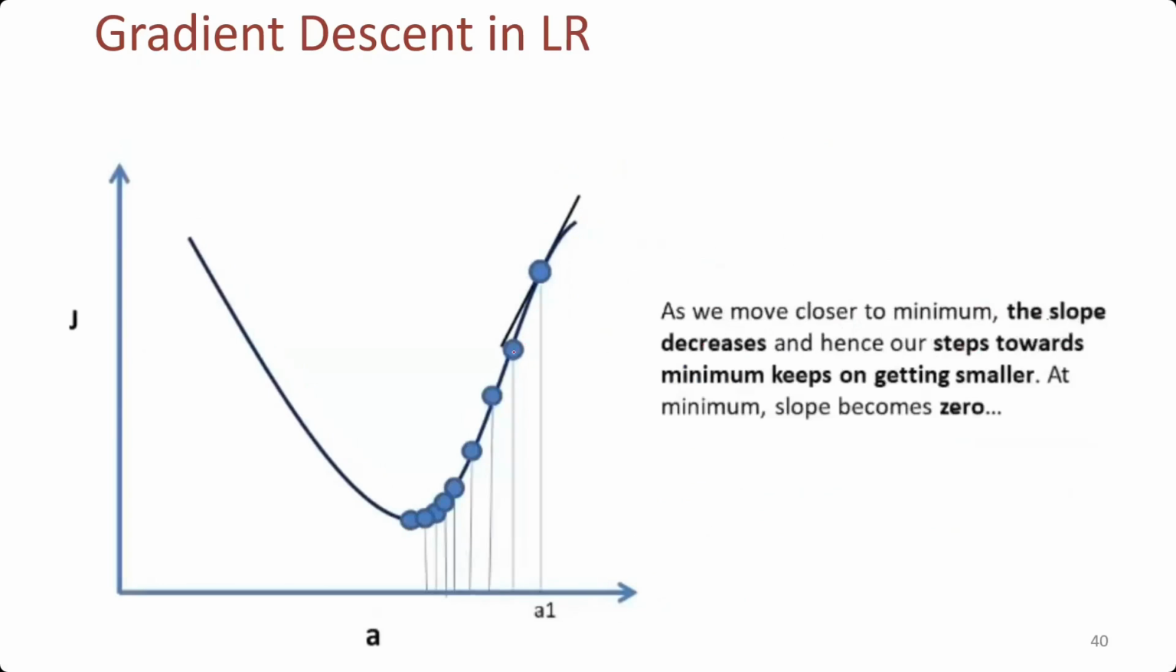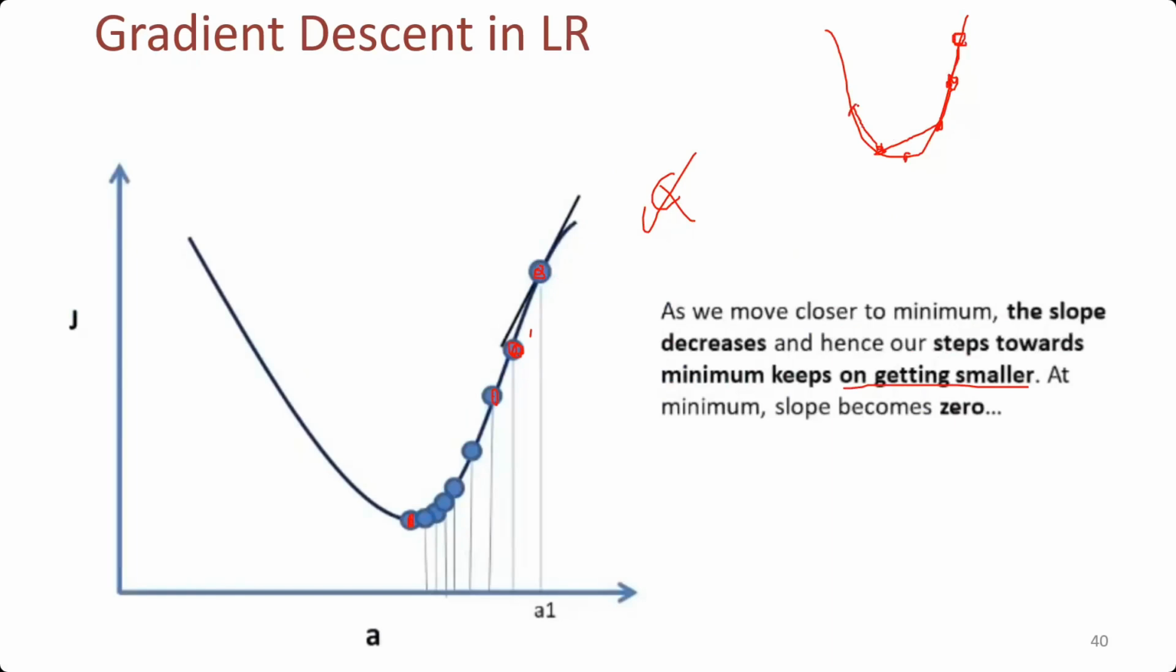So I have to gradually move from this point to this particular point. If I keep the fixed value of alpha, then as we move closer to the minimum, the slope decreases, and hence our steps towards the minimum keep getting smaller. Let's say I start from here, then I will reach over here, then again from here I will reach over here, not this point, which is basically the global minimum.